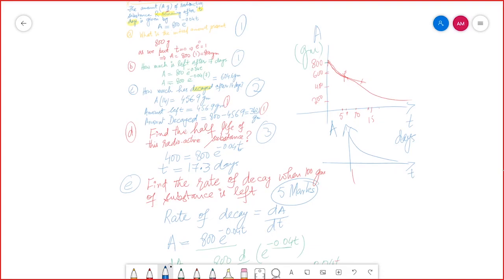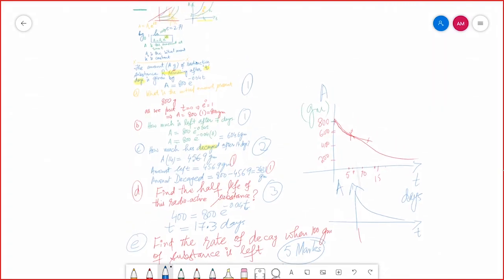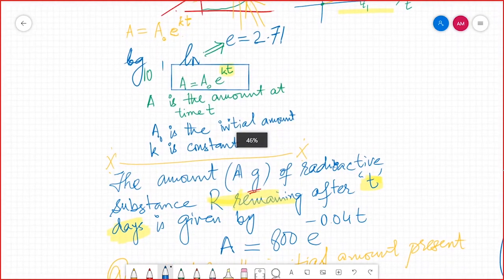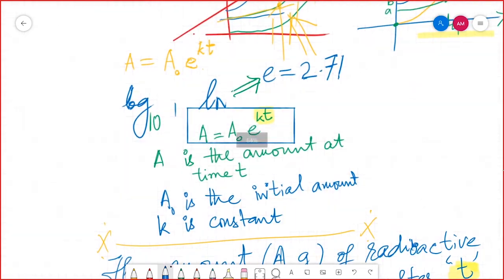Okay, let's go back to the lecture, and I would say what we have learned today. So today we learned what an exponential function is. The exponential function has this equation: A is equal to A naught e raised to the power of kt. If the power is positive, it means it's growth. If the power is negative, it means it is decay. So this is an important thing which we have to see.